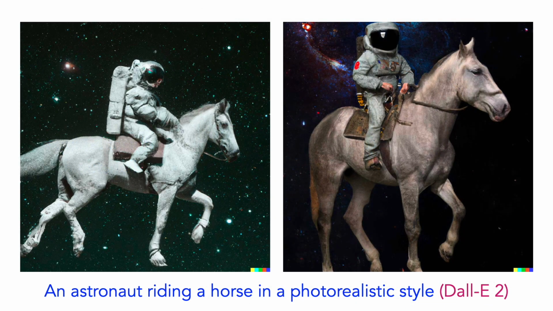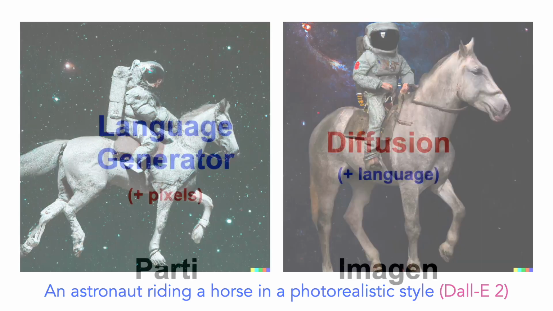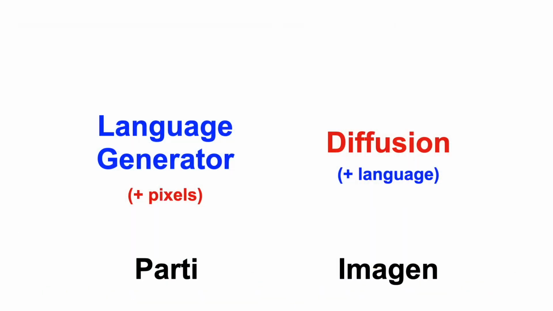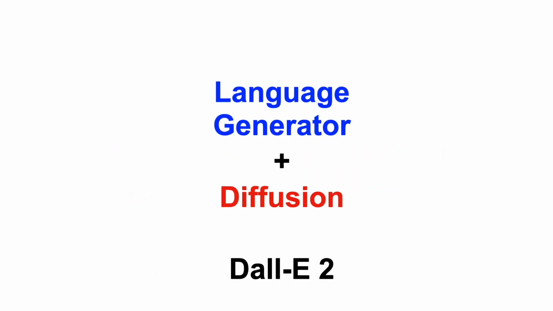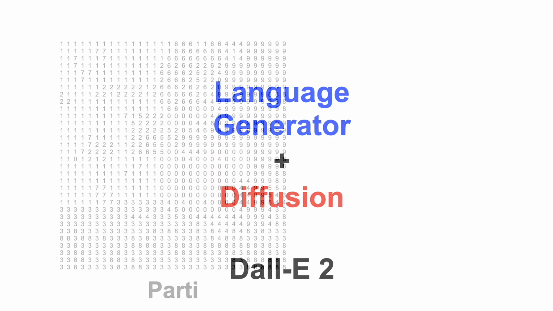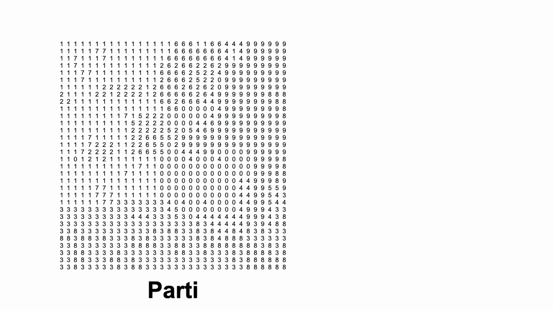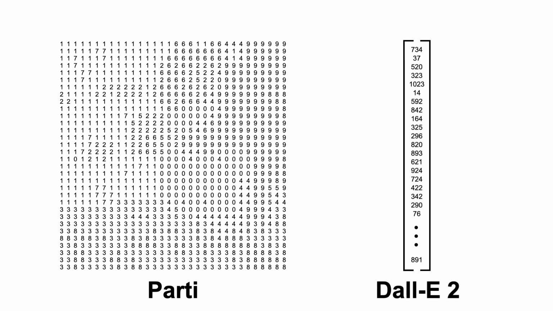You may have heard of DALL-E 2. This is a popular text-to-image system by OpenAI. DALL-E 2 was released before Parti and Imagine, but you can think of it as a hybrid of these two systems. DALL-E 2 augments a language model with visual words, like Parti, but like Imagine, it uses diffusion to decode the resulting visual words into an image. Instead of representing an image using a grid of patches, DALL-E 2 encodes the image as a long vector of numbers, known as a clip embedding.